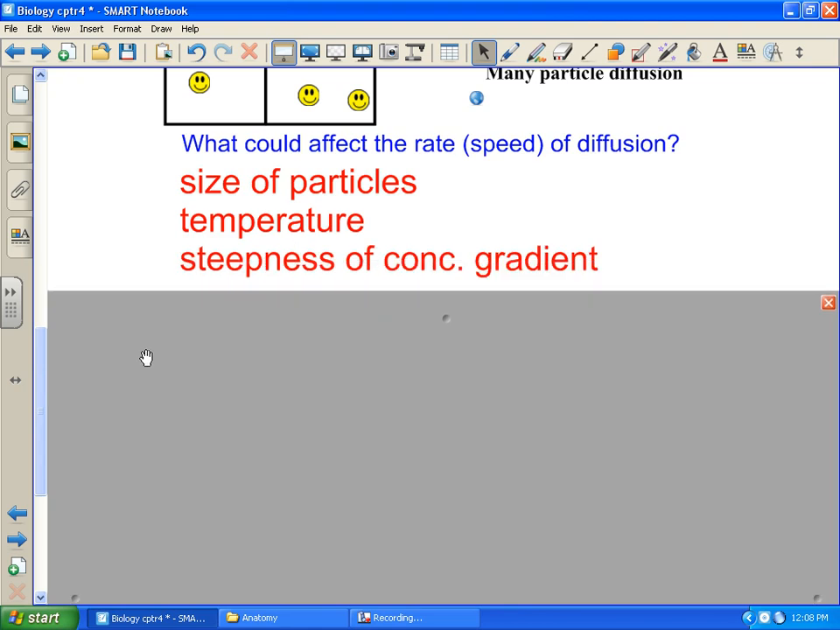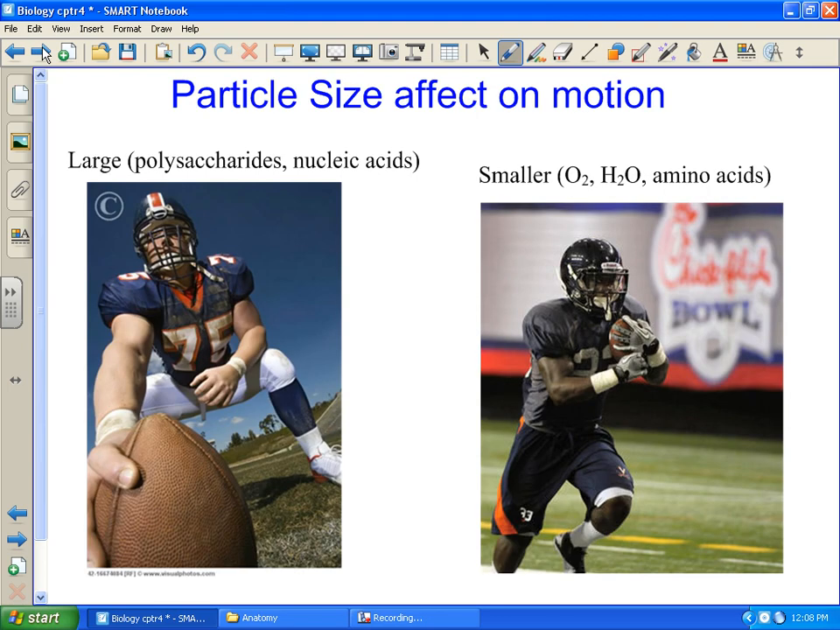The next thing we want to talk about is some things that can affect the speed this happens. The size of the particles: large particles move slower. And I think that kind of makes sense. If I've got a football player that's a center, they're big. They're built to get in the way. So they snap the football and then block. They just basically form a wall to try to prevent other people from getting through.